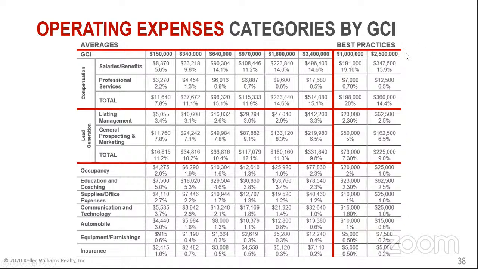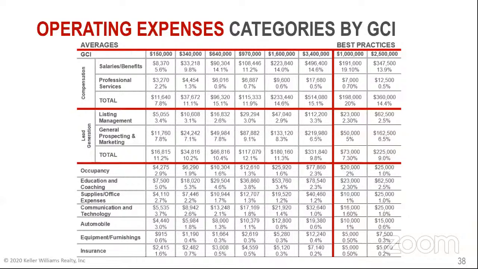Plus, as they make more money, obviously, we still want to keep that total expense in line, but it's just going to be a lower amount in the big scheme of things here. If you're in the $150,000 or the $340,000 category, when you're doing your budget, these are the percentages, I should say, that you want to hold each of those buckets accountable to.